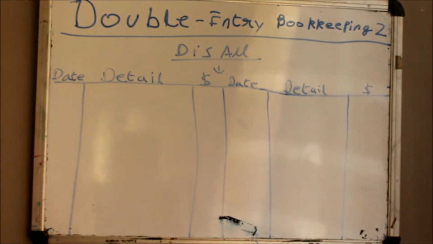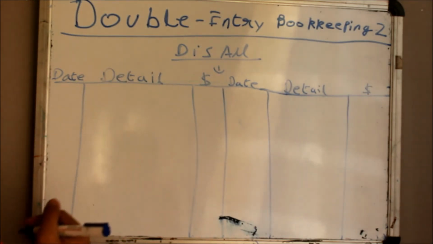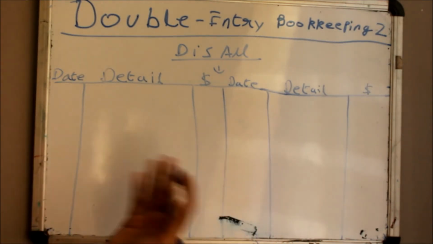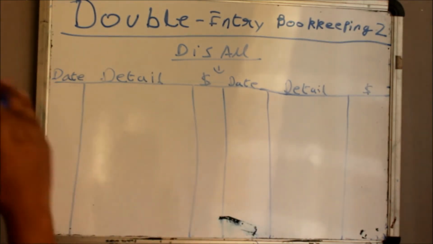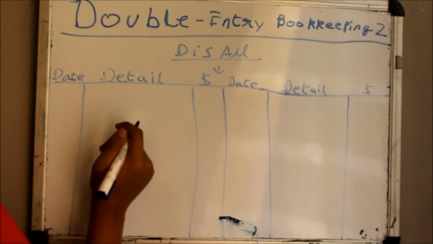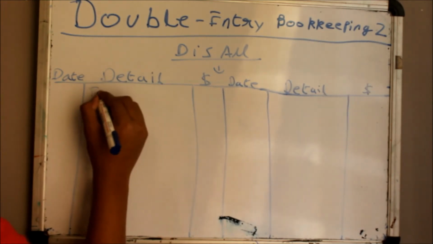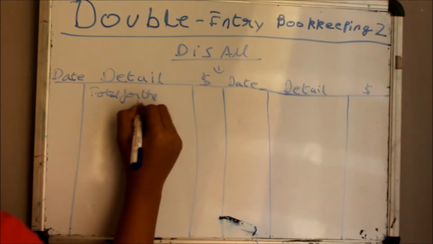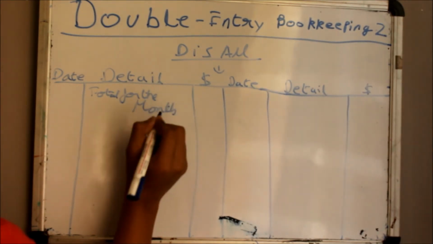Yeah, so on the debit side of the discount allowed account, we are not going to write each individual entry because there are a lot of discounts which are going to be given. So there is a double entry for this exactly, but on the debit side of the discount allowed account, we're going to write the total for the month, which is calculated from the cash book itself.